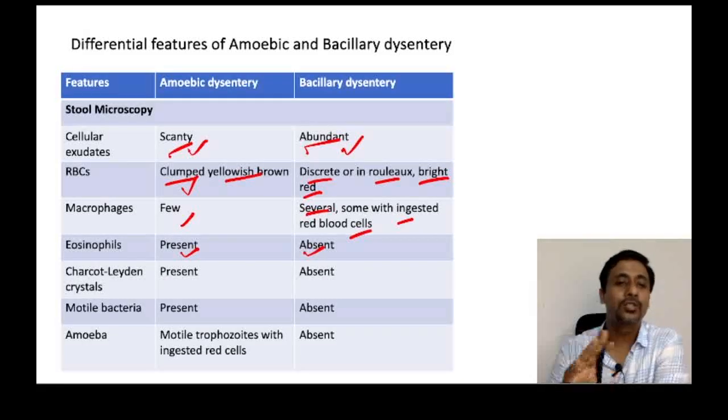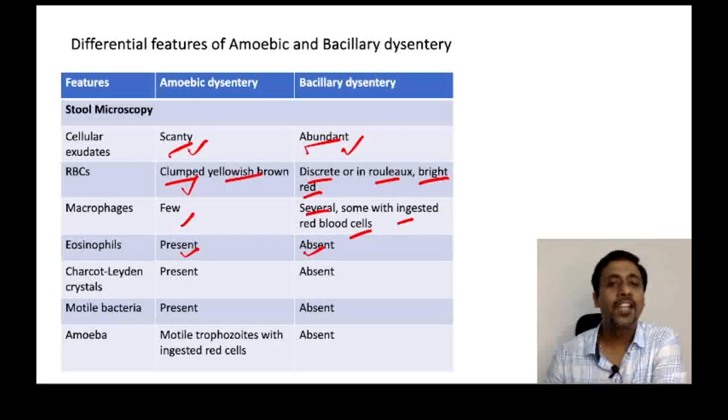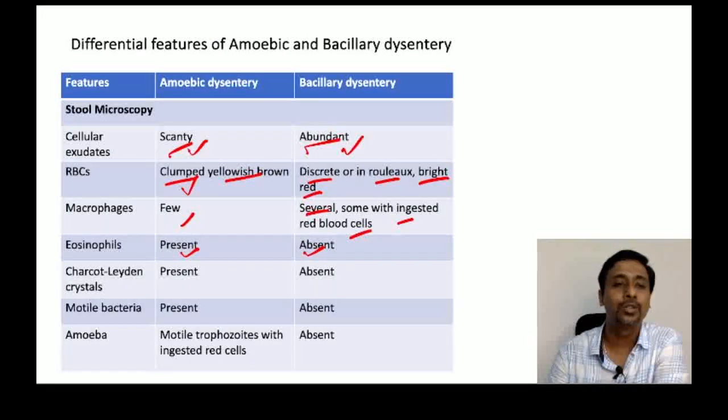So just remember that the eosinophil count is usually increased in parasitic infection, mainly in helminthic infection and in some protozoal infections like amoebae, whereas it is not increased in bacillary dysentery. So in stool microscopy you will not be able to find the eosinophils.